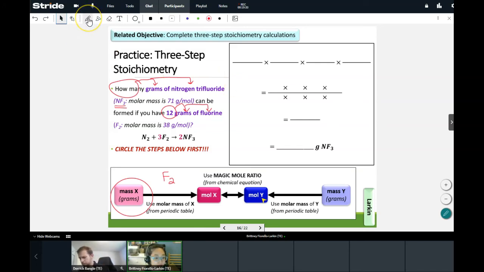Excellent, Thalia, good correction. Yeah, so we're going to be ending with NF3, our nitrogen trifluoride, and again, it's grams, so where should I be ending here? Should I be ending with my blue moles or blue mass? Point for me up there on the board.